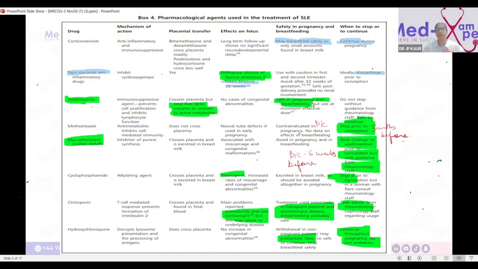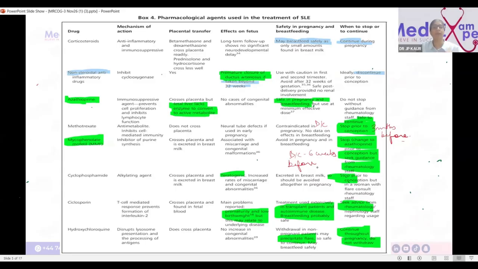Methotrexate, we all know it has to be stopped 3 months before conception, because 3 months is the washout period for this drug. So if a patient comes for PPC and she is on this drug, you need to tell her not to conceive for 3 months, use a good contraceptive. We will put you in touch with the contraception clinic. Then MMF, mycophenolate mofetil, discontinue at least 6 weeks before, right? It has to be stopped.